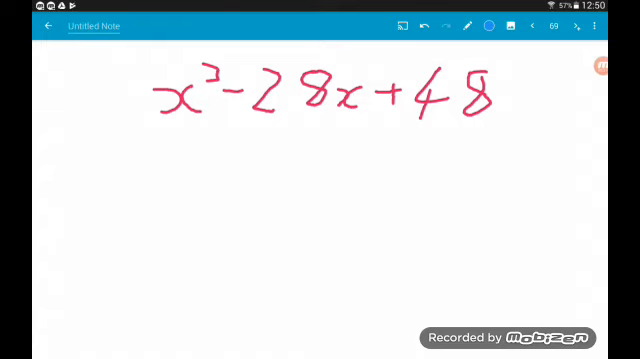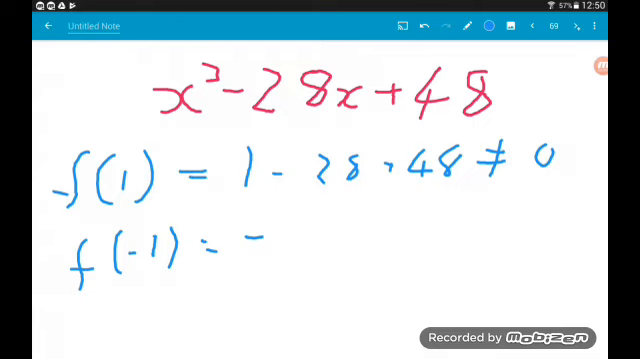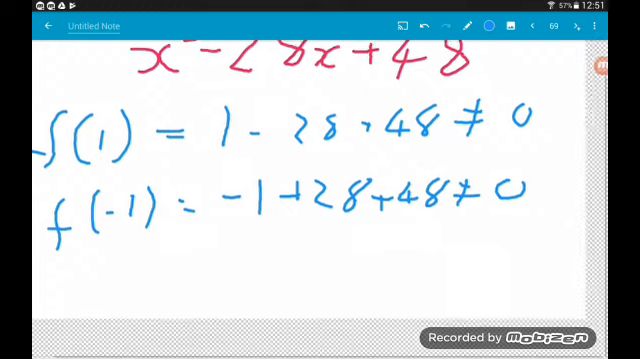So, first of all, factor theorem. Let's find the linear factor. So, f of 1 is 1 minus 28 add 48. Nowhere near 0. That's no good to us. f of minus 1 is minus 1 add 28 add 48. Again, nowhere near 0. So useless to us. Let's try f of 2.